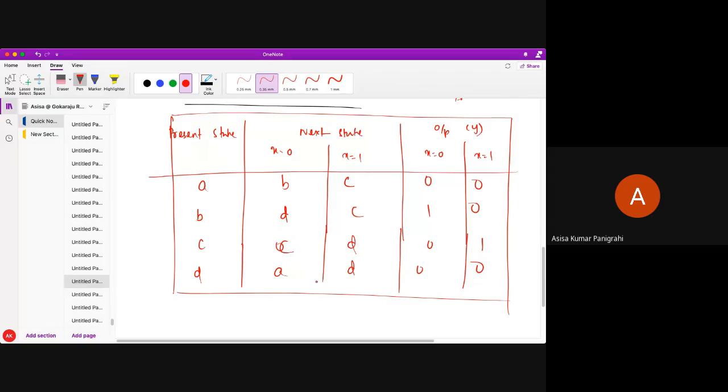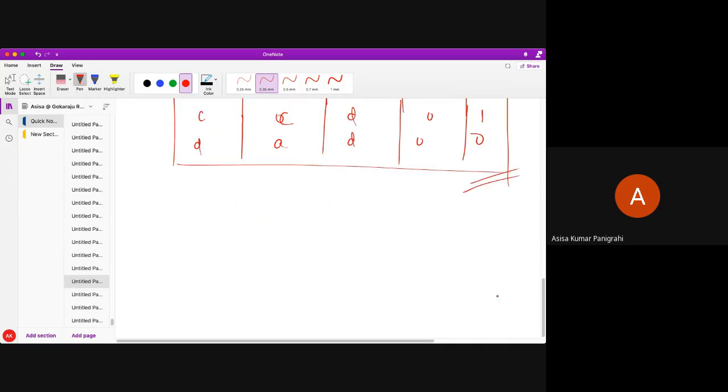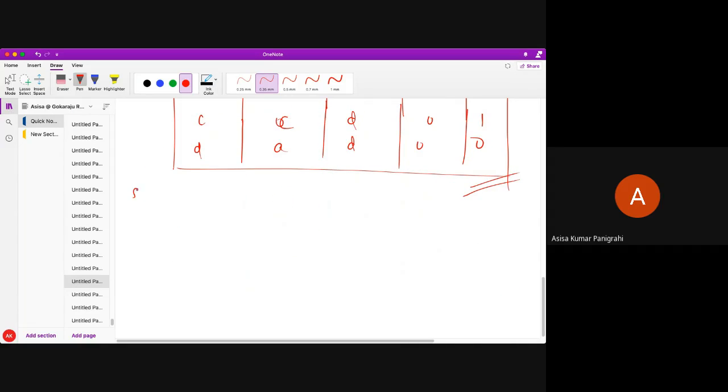Is there any other reduction possible, students? No. Now you can see that no reduction is possible. So this is my reduced state table. Okay, do you all understand? Now step number 3. Any doubt on this reduced state table? Please let me know.